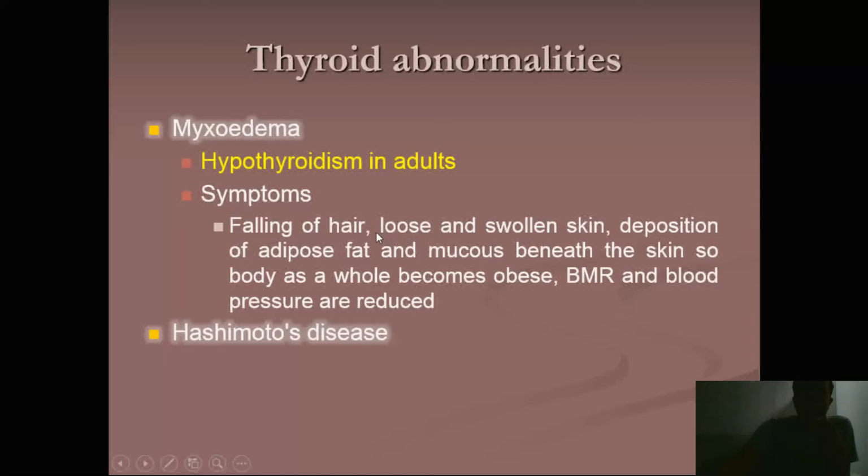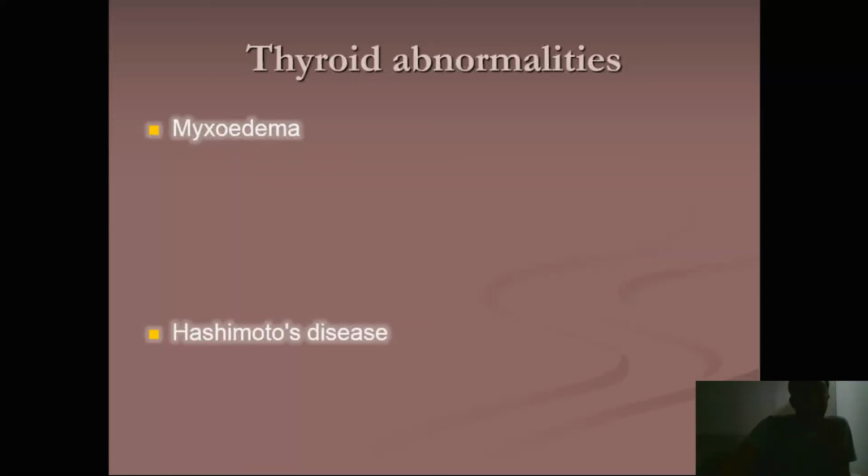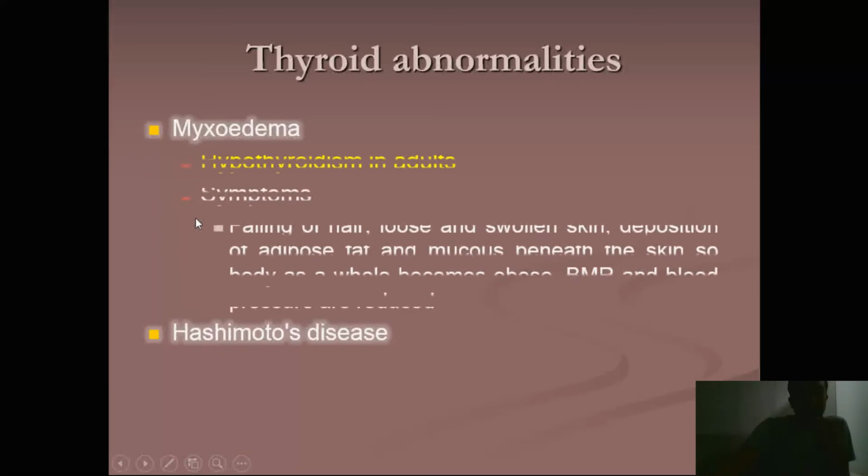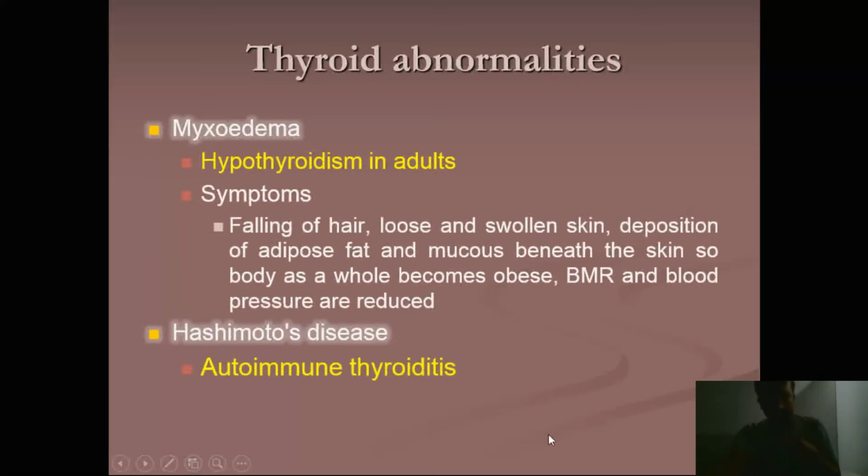Just because it is swollen, the name is edema. Myxoedema is given its name from this symptom, that is, an increase in subcutaneous mass, in fat in the skin region, which results in loose and swollen skin. Similarly, BMR is less, blood pressure is reduced, there is falling of hair, and the person becomes obese. These are all symptoms of myxoedema. What is the difference between cretinism and myxoedema? Cretinism develops in children. Myxoedema is in adults.